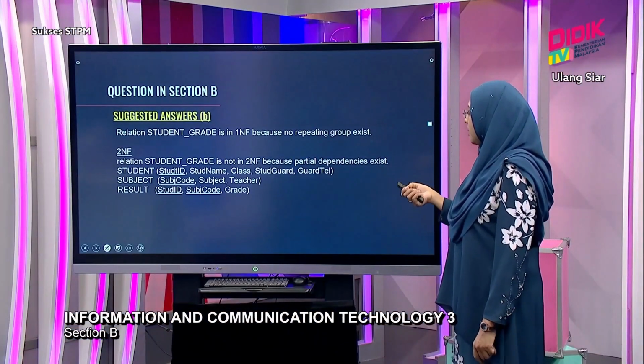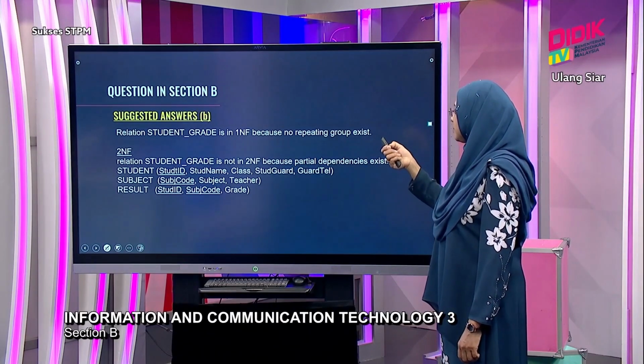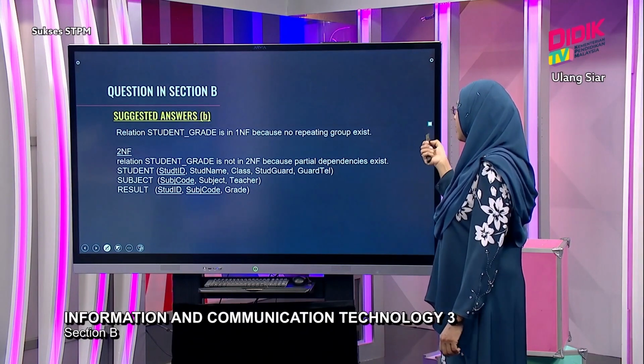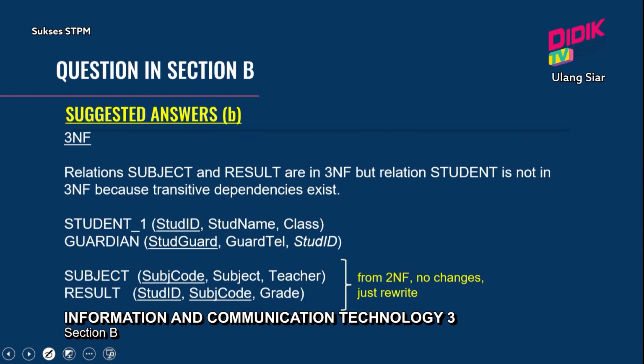The next one, you have to write the relation. Okay, so you have to write the reason. Relation student guard is in first normal form because no repeating group. Okay, next, in second normal form, relation student guard is not in second normal form because partial dependency exists. So you rewrite from the functional dependency in the previous question, you write in relational schema. Then you get this.